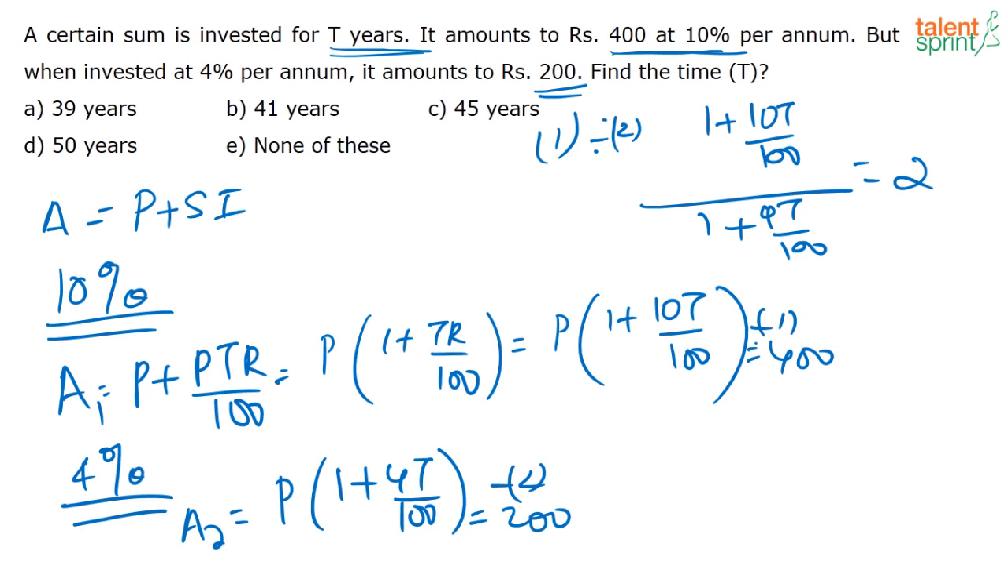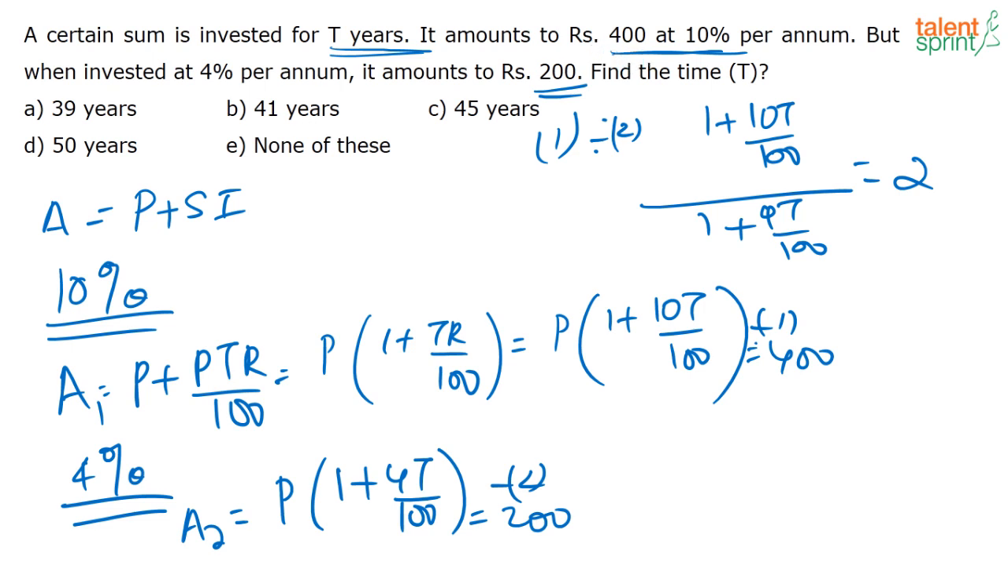Now is everybody getting 50? Any doubts there? Why are some of you still saying the answer as C and E? Rahul didn't understand the question properly. See Rahul, I hope you understood the explanation now. In the question it is given that a sum is invested for T years. It amounts to 400 rupees, means at the end of so many years.